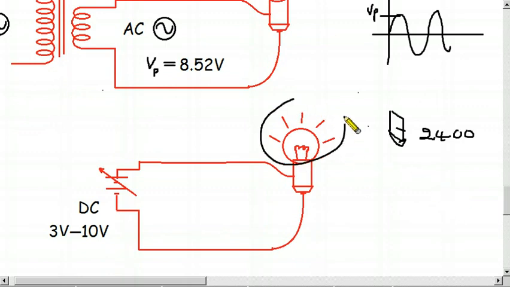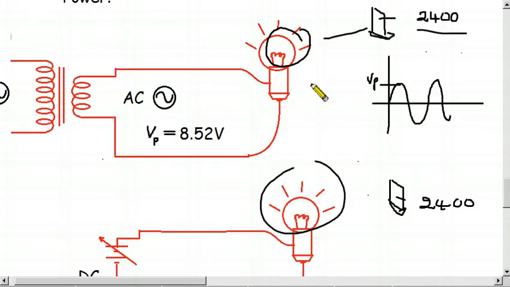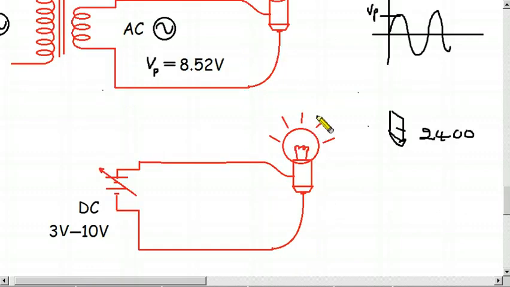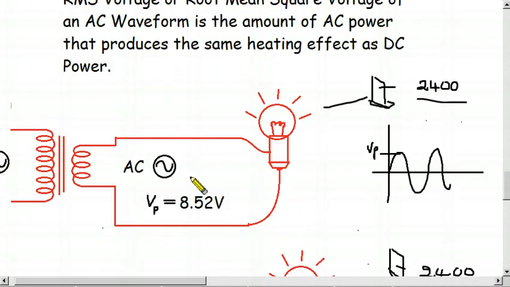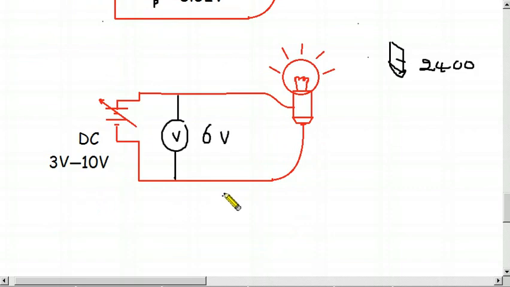Then the intensities are equal. That you can do by using your own eyes. Even roughly you can get a value. Then you measure this voltage using a voltmeter. So that may be something like 6 volt. If the peak value of this transformer is 8.52, you will get something like this.